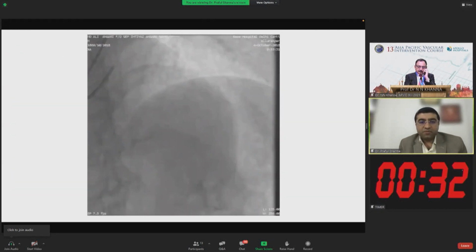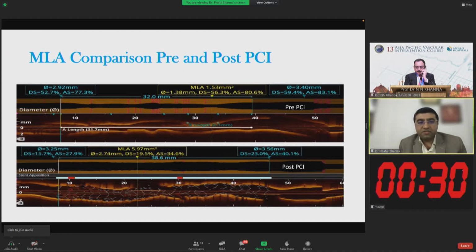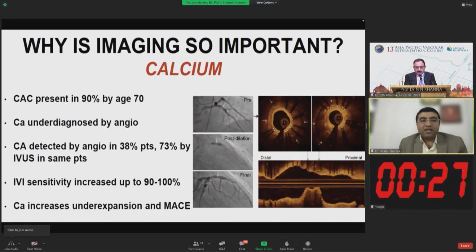This was the stent expansion, and this was the pre and post PCI MLA. Now, why is calcium so important? I would stress this again: calcium is present in 90% by the age of 70, and it is underdiagnosed by conventional angiogram.